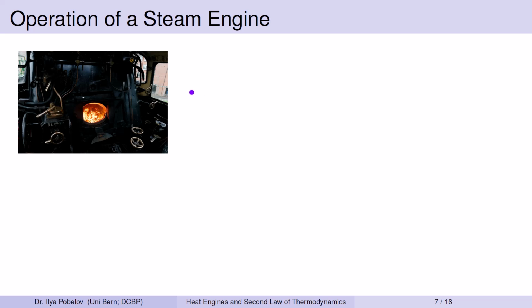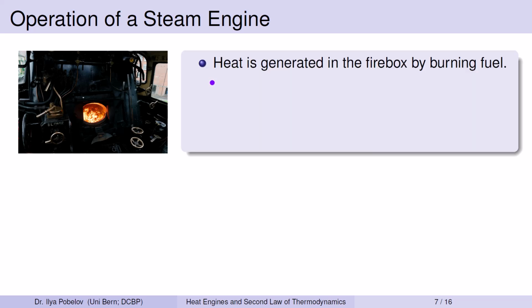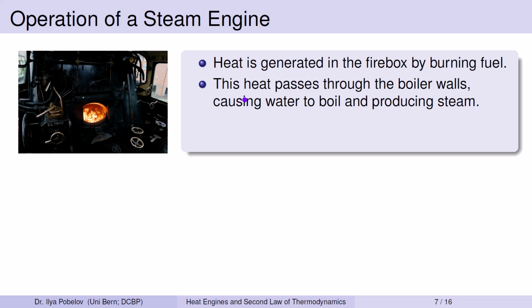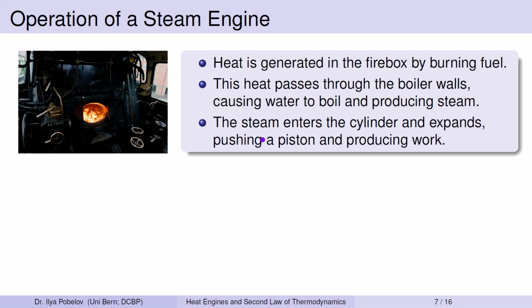According to Carnot, the steam engine operates on the following principle. First, heat is generated in the firebox by burning fuel, such as coal. This heat passes through the walls of the boiler, where it causes water to boil and produces steam. Then the steam enters the cylinder, where it expands. This expansion pushes a piston, producing mechanical work, which Carnot refers to as motive power.